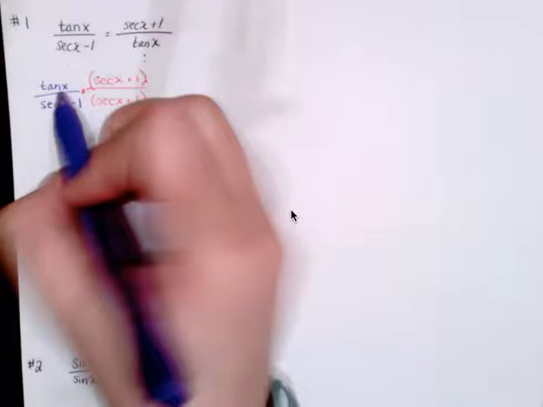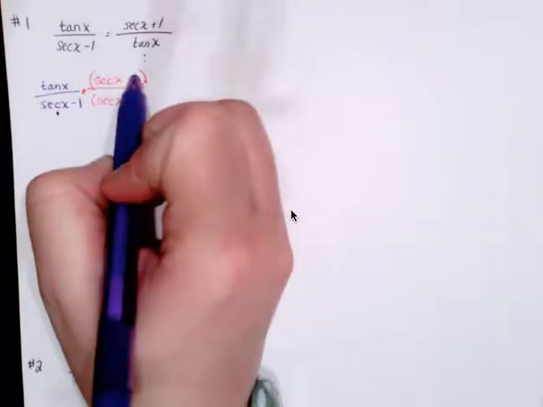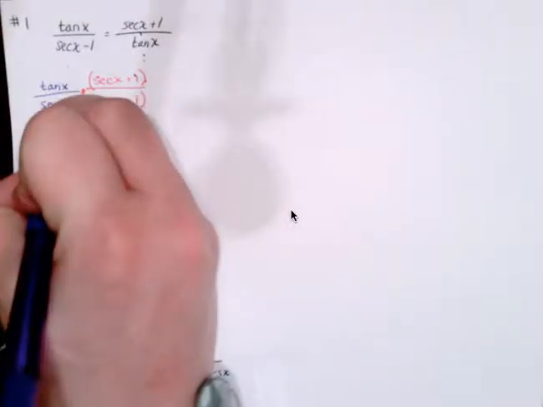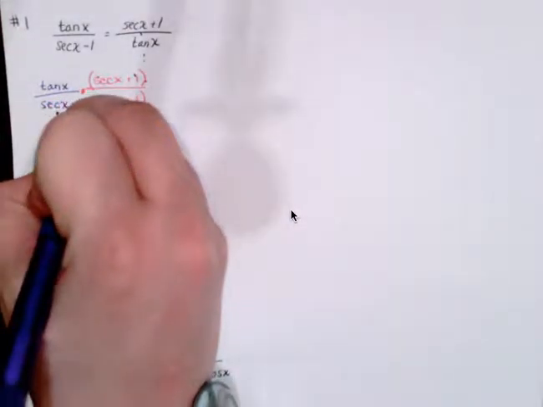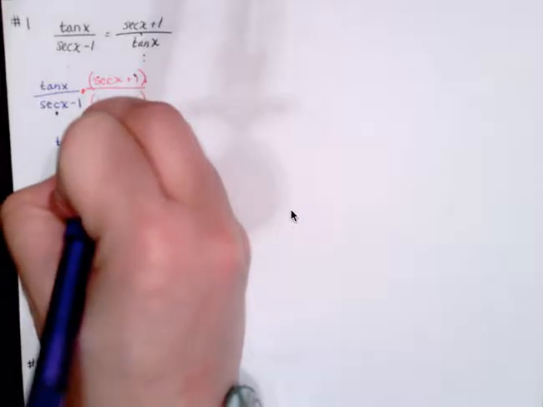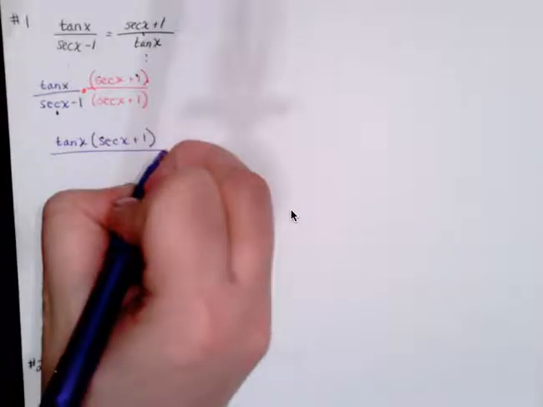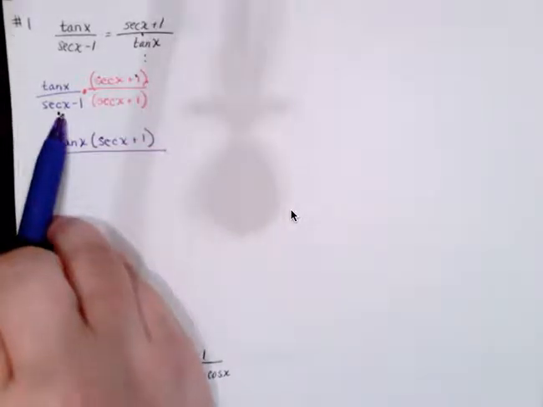So I'm not going to FOIL the tangent through, and the reason why is I know I'm going to want to end with secant of x plus 1. So I'm just going to leave it as tangent of x times secant of x plus 1 all over. This I am actually going to FOIL out.